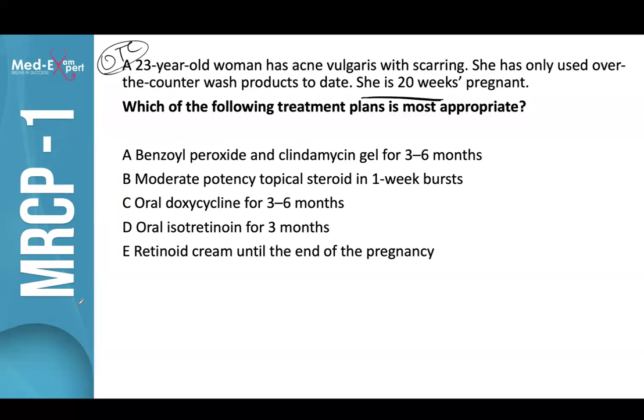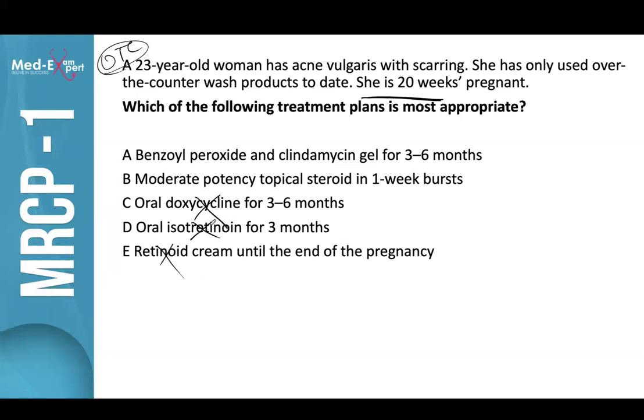So first thing, how to rule out options A, B, C, D, E. C is a teratogenic drug in pregnancy. You will not give that. So what are the teratogenic drugs here? Isotretinoin and retinoid cream are teratogenic. You are not going to give them in pregnancy. Done. Doxycycline is contraindicated in pregnancy.